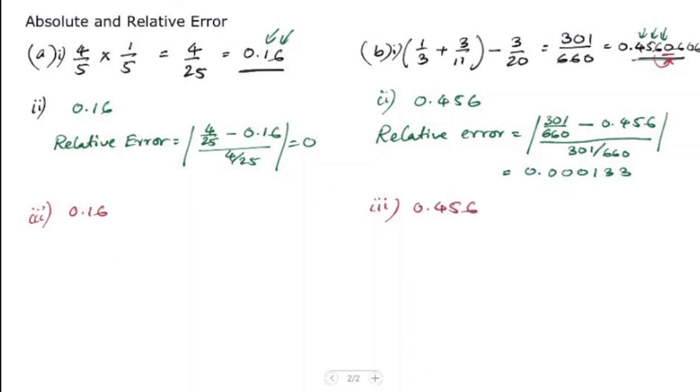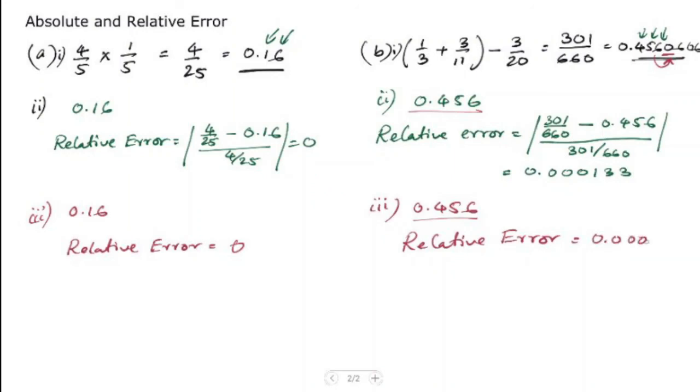And then we will have to find out the relative error for the third step here. But because the answers are the same here and the original value is the same, the answer for the second and the third will be the same, 0. And for the relative error here, again we have the same values for the second and the third part, so the relative error will also be the same, which would be 0.000133.